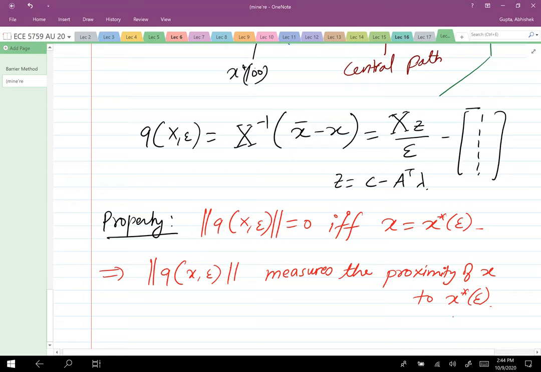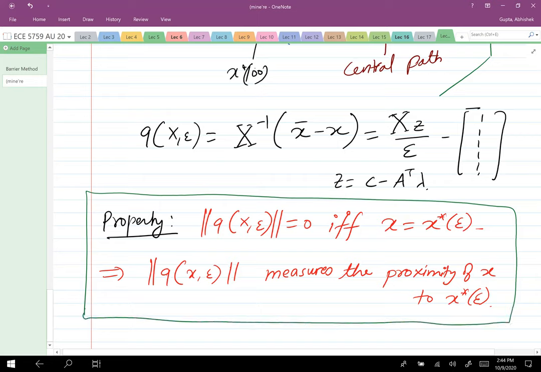Okay. So what I'm going to do in the next class is we will use this. This is the big revelation of today's class, this thing. That without actually computing any sort of distance or any complicated function, just by looking at the norm of this Q vector, I can measure that X is close to X star epsilon, and that can help us tremendously in speeding up the algorithm and figuring out a way to reduce the value of epsilon. And so I'm going to talk about those things in the next class and complete the description of this algorithm for linear programming problem.